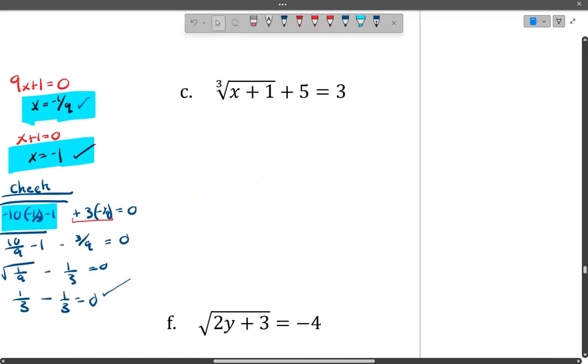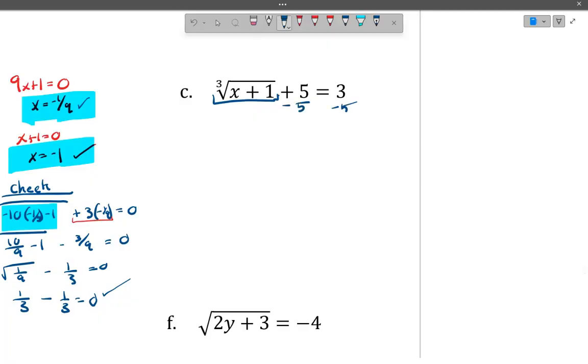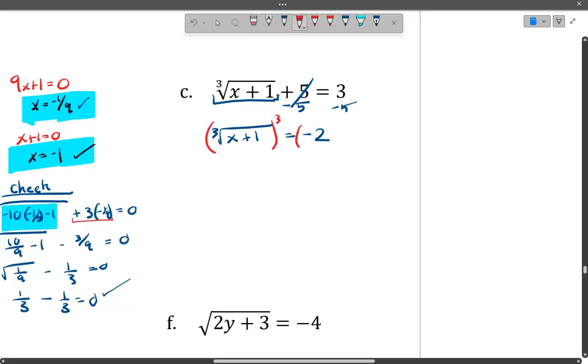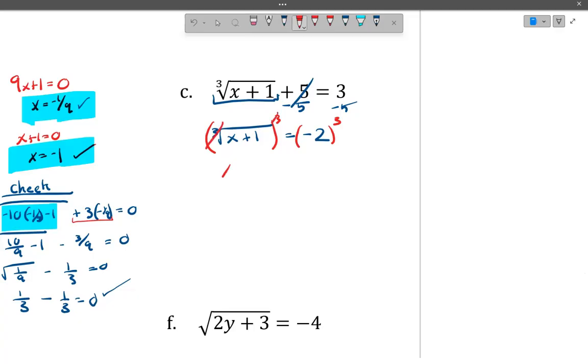Here we have a cube root. Just like before, we want to isolate the radical. So we're going to subtract 5 from both sides. So we have the cube root of x plus 1 equals negative 2. We'll raise both sides to the same exponent. Since it's a cube root, we're going to raise both sides to the third power, leaving us with x plus 1 equals negative 8. We can subtract 1, x equals negative 9, and we'll check it in our original problem.